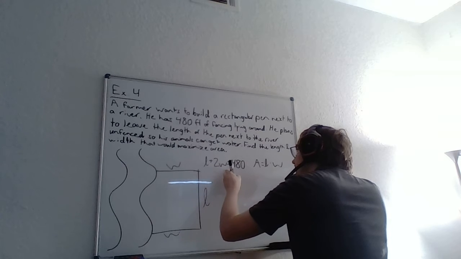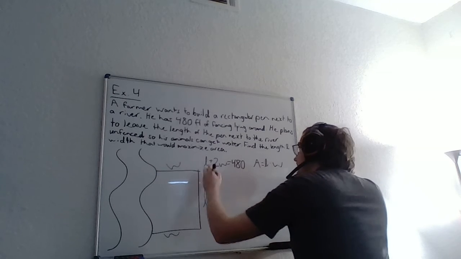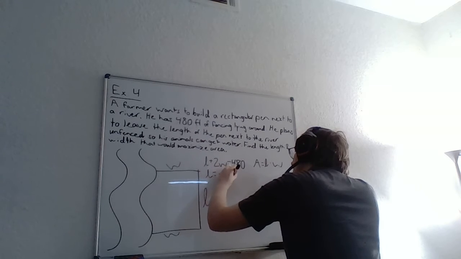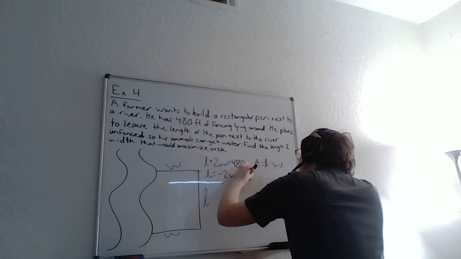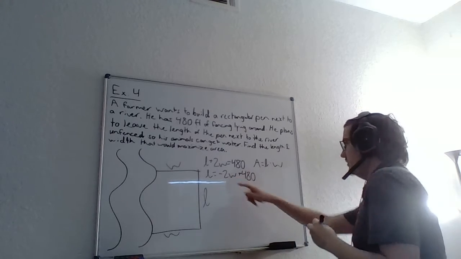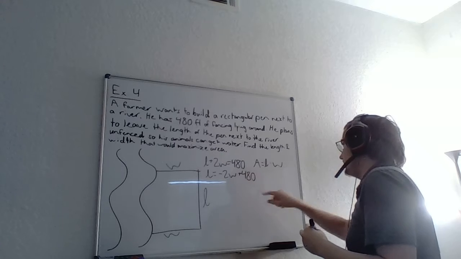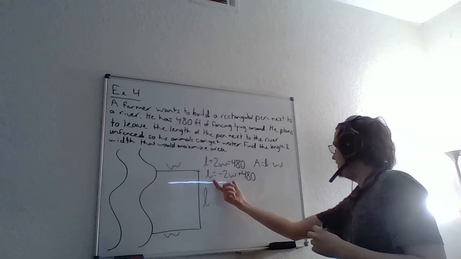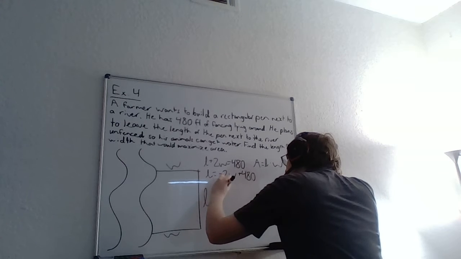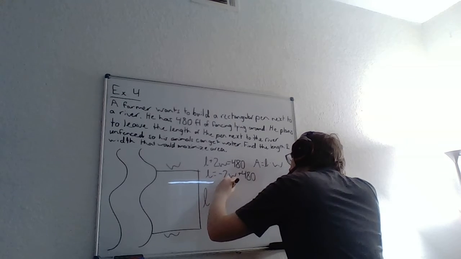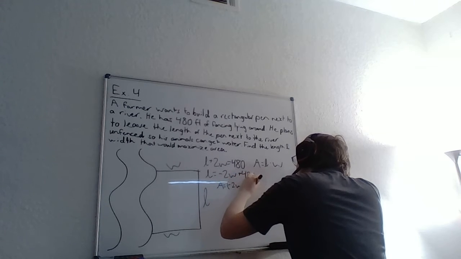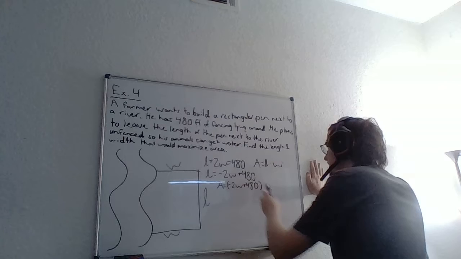If we subtract 2 width from both sides, we're going to get negative 2w plus 480. Right? So the length is equal to negative 2w plus 480. And we can just take this and substitute that in there. So we'll end up with the area is equal to negative 2w plus 480 times width.